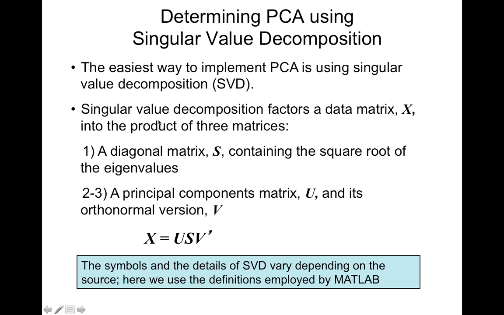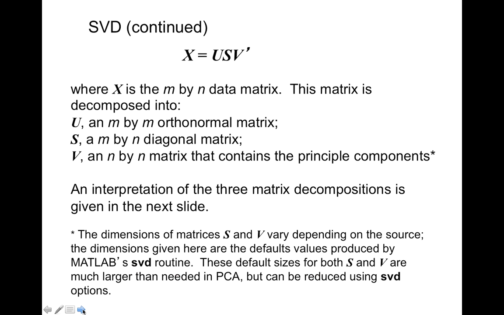So in this example, X is our original data set, and S is a diagonal matrix that contains the square root of the eigenvalues, and U is our principal components matrix. V is the orthonormal version of the principal components matrix. In this particular example, the author is using some notation that comes directly from MATLAB because he's using MATLAB's implementation of singular value decomposition. So there is some assumption that you have a little bit of a linear algebra background.